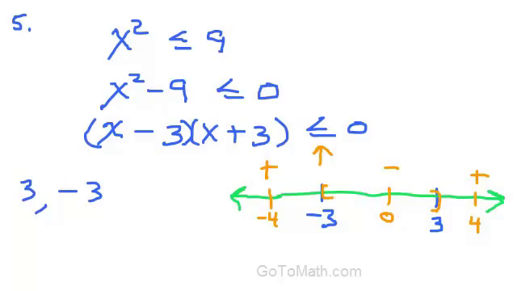So we write that in interval notation from negative 3 to 3. And of course, you can write that in inequality notation: x is greater than or equal to negative 3, and x is less than or equal to 3.